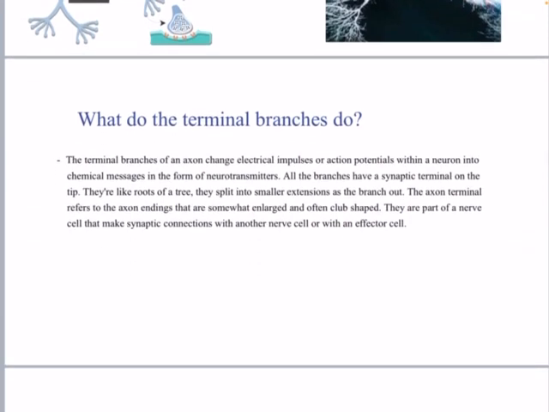What do the terminal branches do? The terminal branches of an axon change electrical impulses or action potentials within a neuron into chemical messages in the form of neurotransmitters. All the branches have a synaptic terminal on the tip.